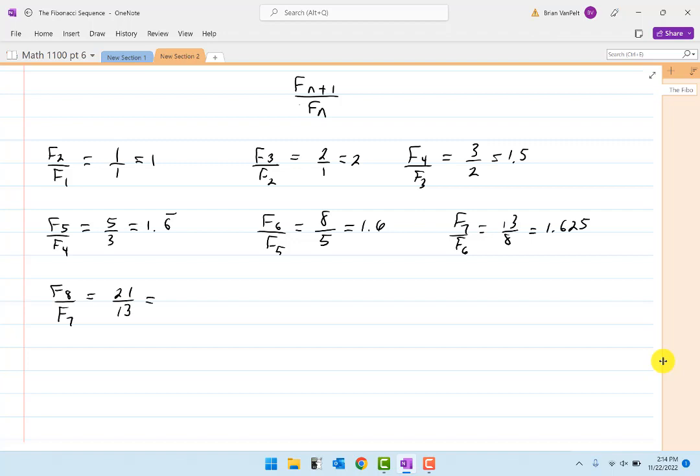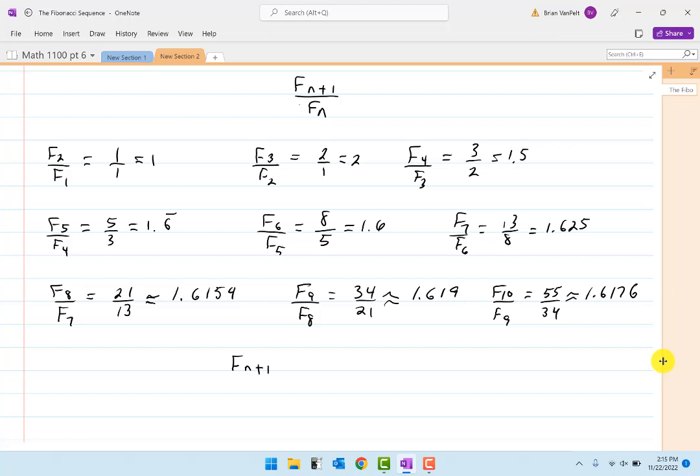which is, now these numbers, I'm not going to be able to give you exact numbers, so these will be approximations to 4 decimal places. 1.6154, but that number does go on. F9 over F8, we have 34 over 21, and once again that's approximately 1.619. And then F10 over F9, that's 55 over 34. That's approximately equal to 1.6176.